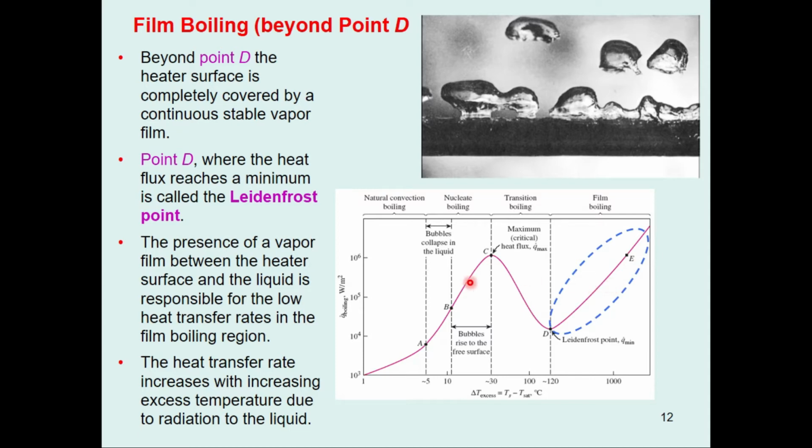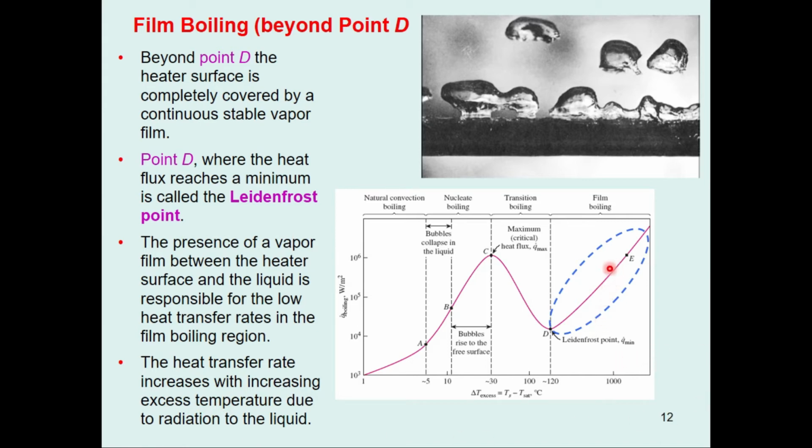So let us have a look at the description, that the presence of the vapor film between the heater surface and the liquid is responsible for the low heat transfer rates in the film boiling region. This is the film boiling region. Why do we say that this is film boiling? Because there is the vapor film on the heating surface. So the rate of heat transfer is the minimum because of the presence of the vapor film. But the heat flux is still increasing after the point D. What is the reason behind this? The reason is that the heat transfer rate increases with increasing excess temperature due to the radiation to the liquid.